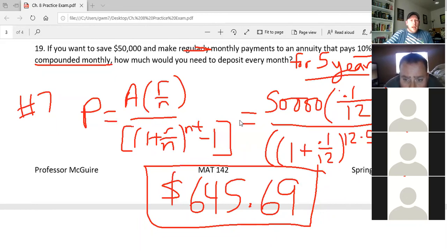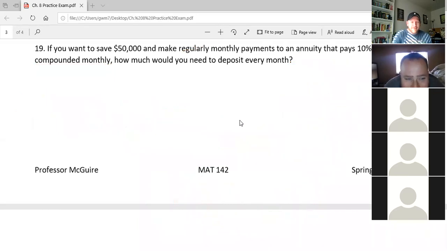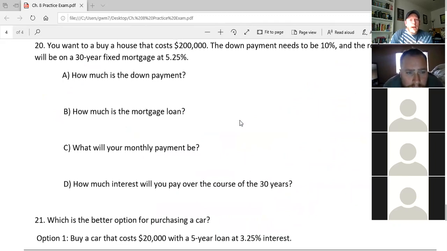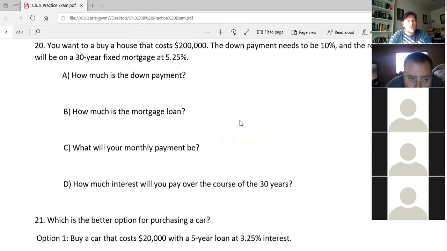Okay, last page of the practice. And no more mistakes. You want to buy a house that costs $200,000. The down payment needs to be 10%. And the rest will be on a 30-year fixed mortgage at 5.25%. How much is the down payment?